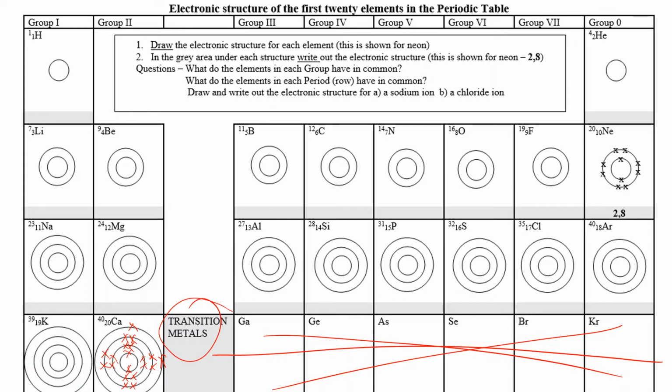I'm also going to jump around and I will do carbon for you. So carbon has 6, so we've got 1 and 2 in the first shell, and you've got 1, 2, 3, 4, so 2 plus 4 is 6, and that would be carbon. All right, so I'm going to go through now and I'm going to start filling in the rest of them.